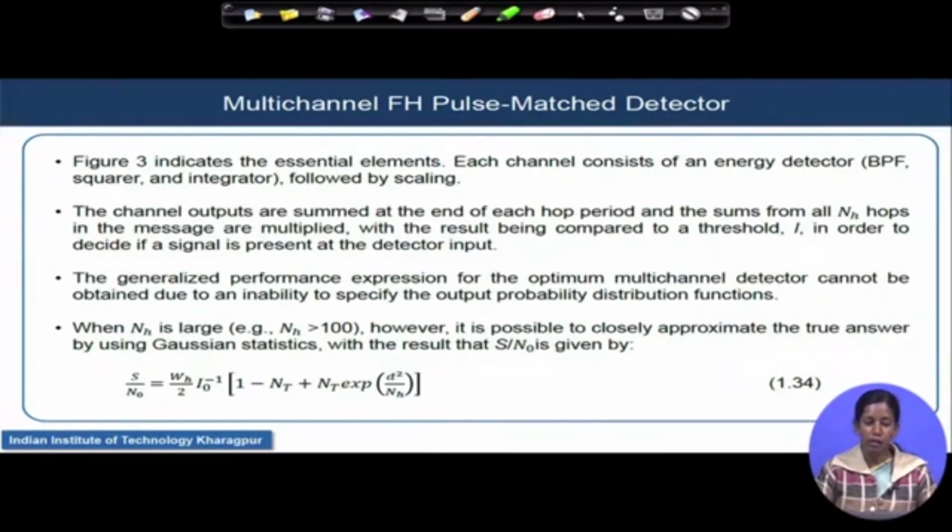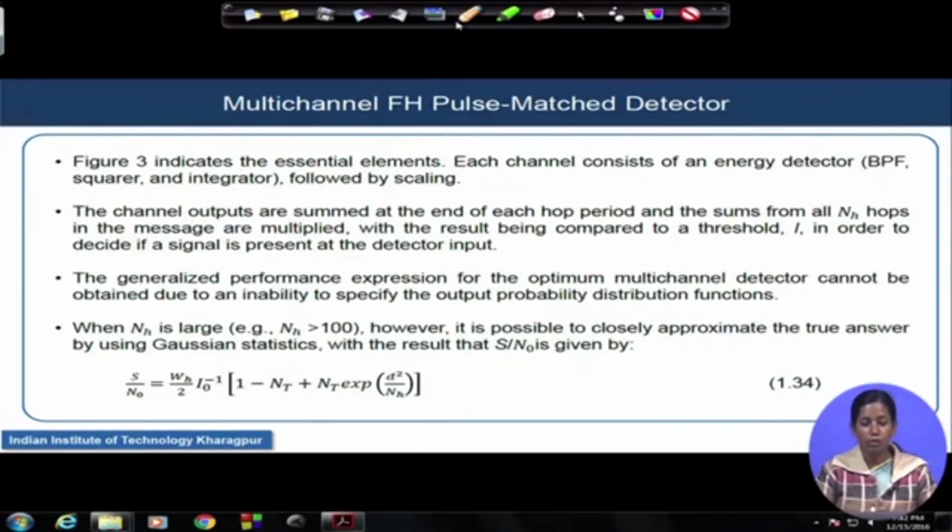So what are the essential elements? Now we have found in the earlier slide, the essential elements for such multi-channel energy detectors are the band pass filter, the square law circuit, and then the integrator, followed by some scaling. Remember one thing: the scaled output of each and every channel, after their independent detection, is summed up at the end of each hop period, and then summed from all the NH hops in the message, and the result is compared to the threshold.